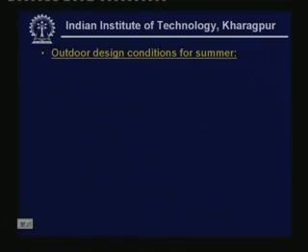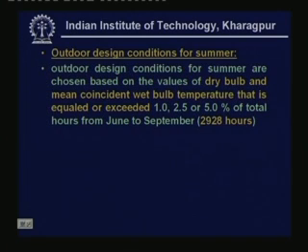First, let us look at outdoor design conditions for summer. Outdoor design conditions for summer are chosen based on the values of dry bulb and mean coincident wet bulb temperature, that is equaled or exceeded 1%, 2.5% or 5% of total hours from June to September. From June to September, the total number of hours will be 2928 hours.